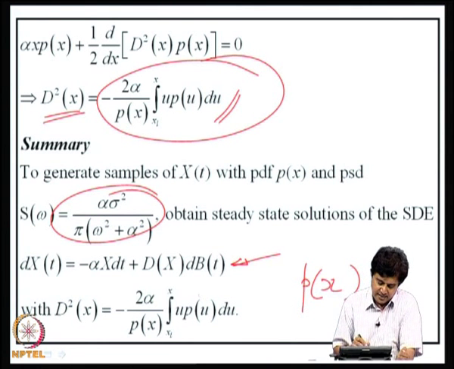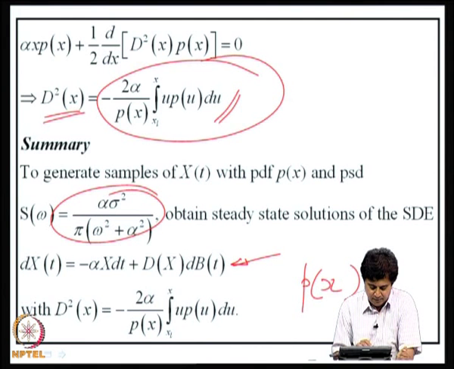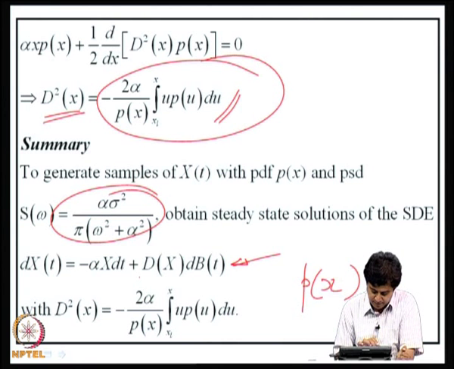Okay, so as an exercise you can consider producing samples of a Rayleigh random process with this power spectral density function, or uniform distribution. I leave it as an exercise; I will not discuss the details.